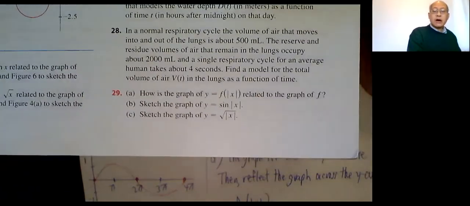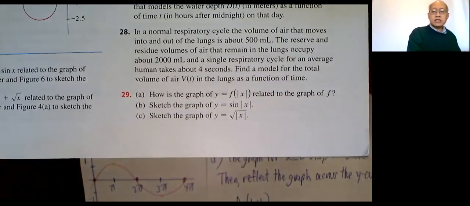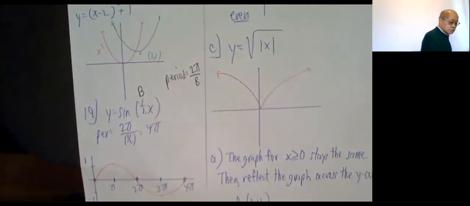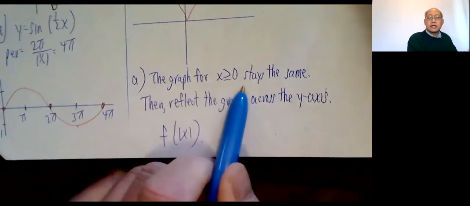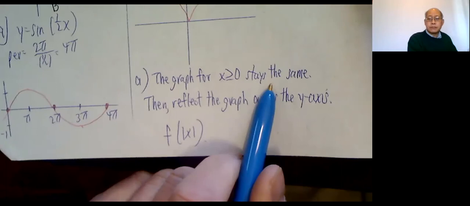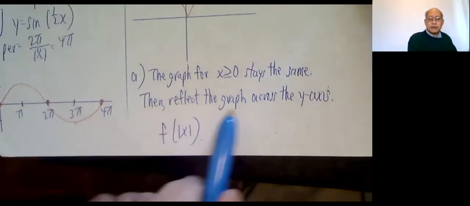All right, now I'm going to go back and answer A. How is the graph of f of absolute value of x related to the graph of f? Here we are. So the graph for x greater than or equal to 0 stays the same. Then reflect the graph across the y-axis.